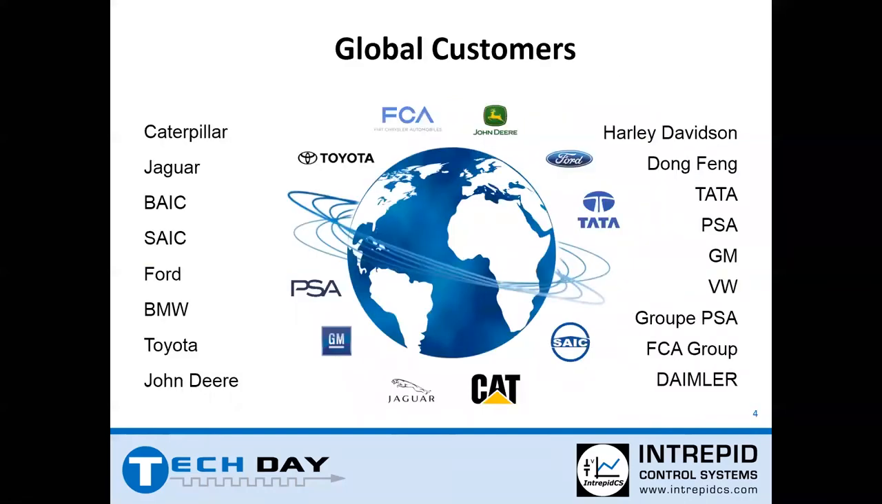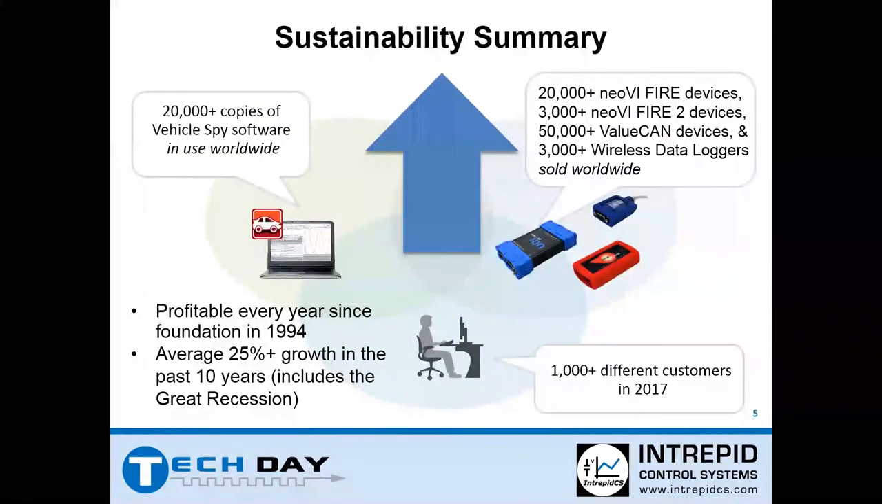Global customers include not only automotive OEMs and automotive tier ones, but also heavy-duty off-road farming equipment, Harley-Davidson motorcycles, other motorcycles as well, I think. You can see this is just some of our customers, but mainly everybody in the automotive space we talk to. We've sold 20,000 copies of Vehicle Spy worldwide. We have been profitable every year since 1994, with an average 25% growth rate in the past 10 years. And from a hardware standpoint, you can see we've sold over 20,000 neoVI FIREs, 3,000 FIRE 2s, 50,000 ValueCAN series, and 3,000 wireless data loggers.